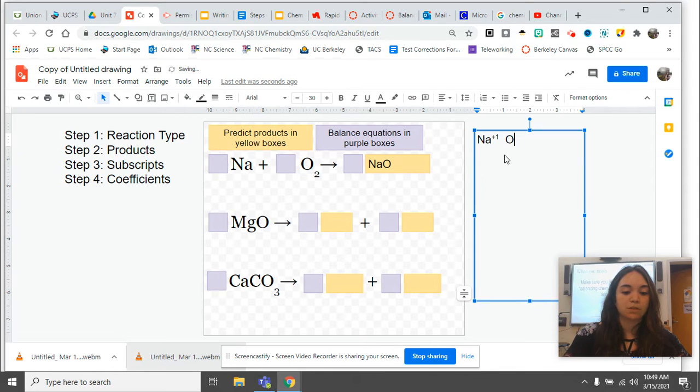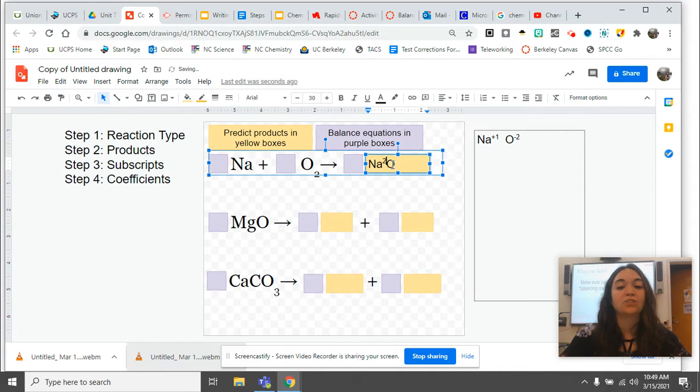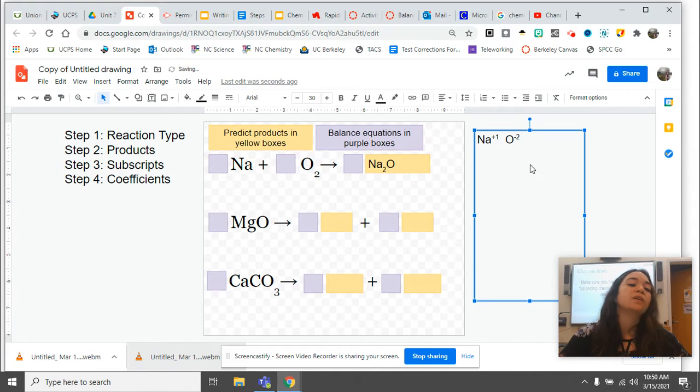So sodium is +1, oxygen is -2. Those do not cancel each other out. So the formula for this is not NaO. It's going to be Na2O because those charges are going to crisscross. So once we've figured out our subscripts, we figure out our coefficients.